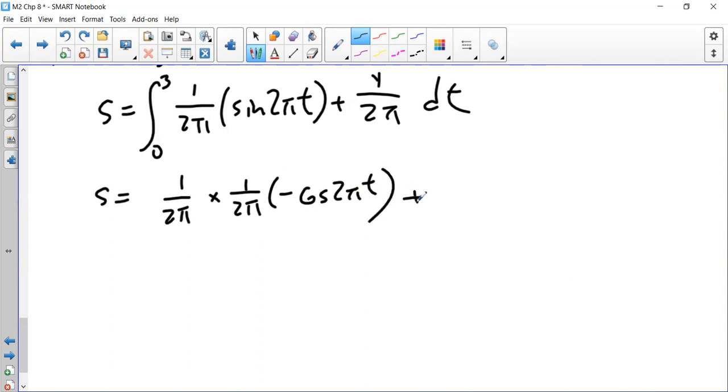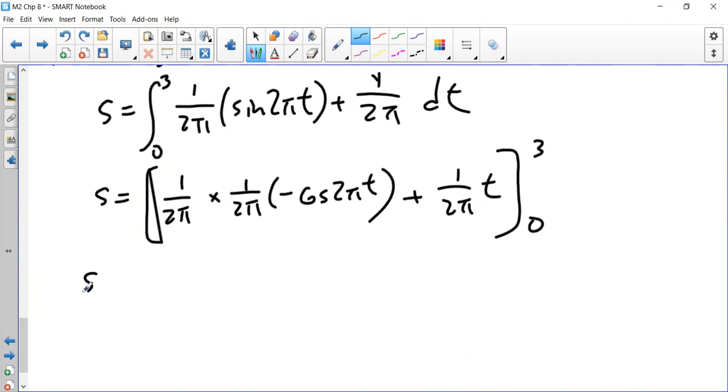Integrate 1 over 2 pi, which is 1 over 2 pi times t. There's no plus c, we don't need a constant this time. We'll put 0 and 3 in there. So if you put 3 in the equation, s equals 1 over 2 pi times 1 over 2 pi. Now you can put this in the calculator.